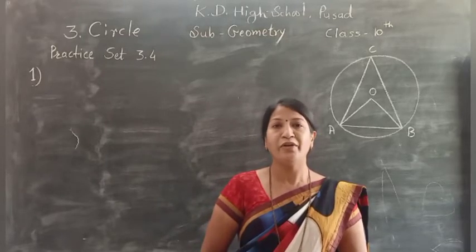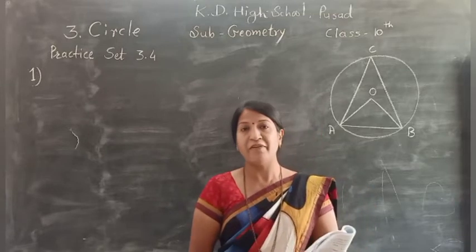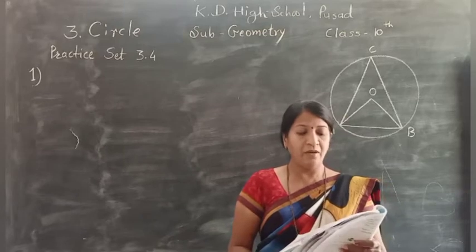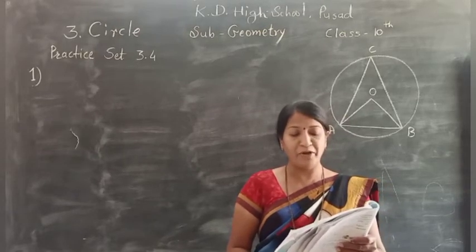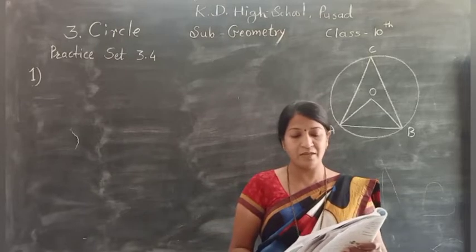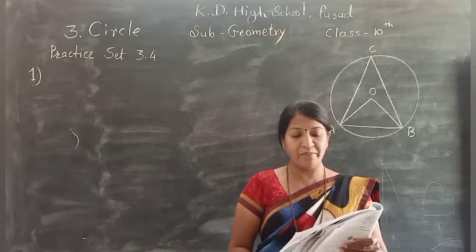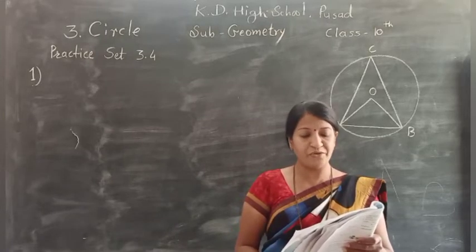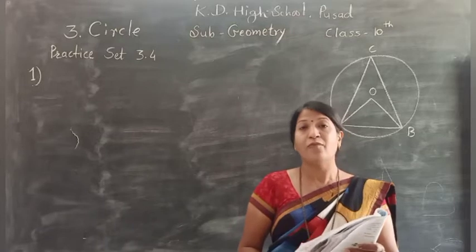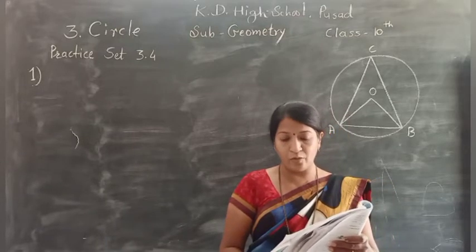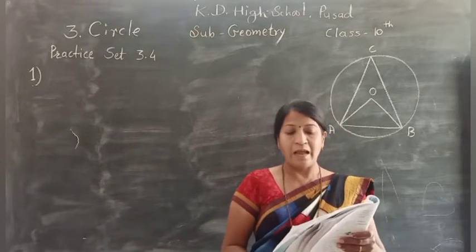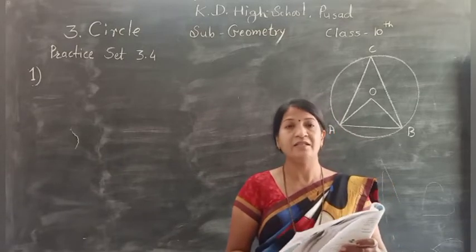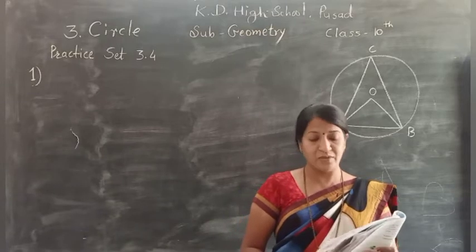Practice set 3.4, page number 73. Open your textbook. First example, in figure 3.56, in a circle with a center O, length of chord AB is equal to the radius of the circle. Find the measure of each of the following. There are 4 sub-questions. First, angle AOB, it means central angle. Angle ACB, arc AB and arc ACB. Okay. So we find out first of all one by one.